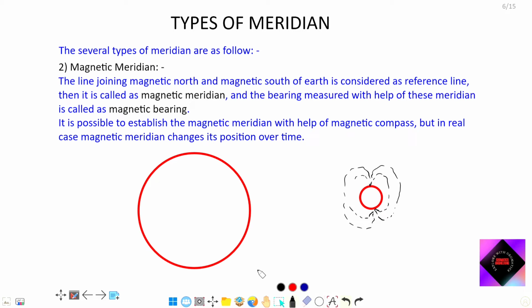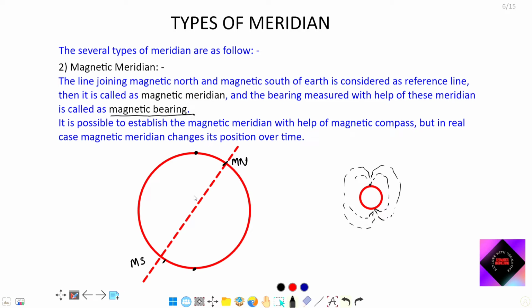But this magnetic field does not pass through true north and true south. It passes through some other imaginary line, and that imaginary line is known as the magnetic meridian. So this is about the magnetic meridian. Near the true north we call it magnetic north, and near the true south we call it magnetic south. With the help of this meridian, if we measure any angle, that will be our magnetic bearing.